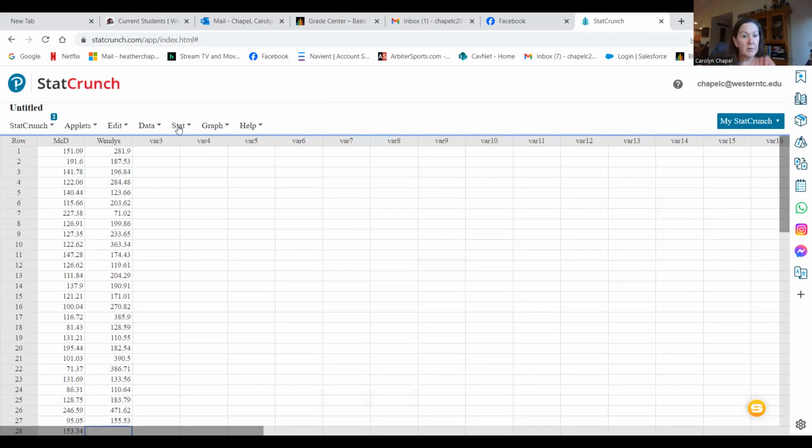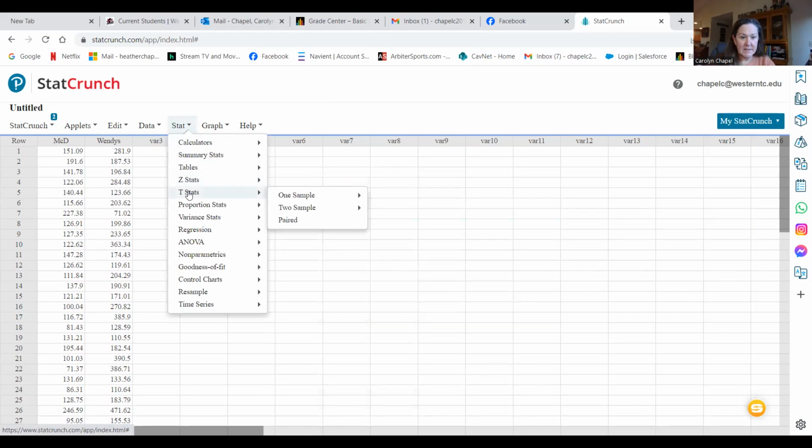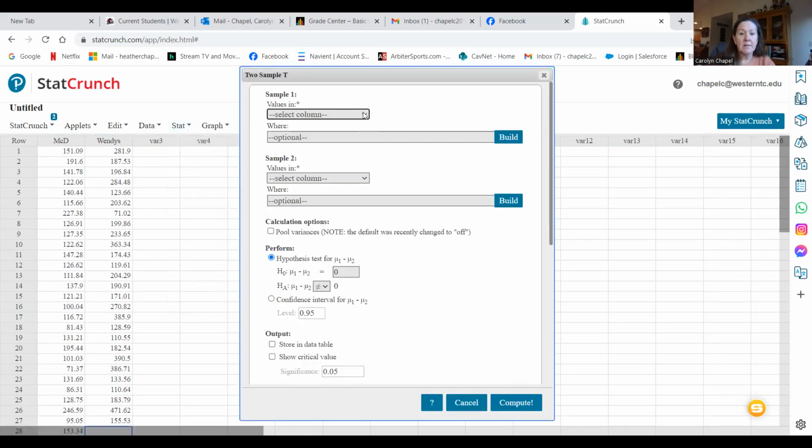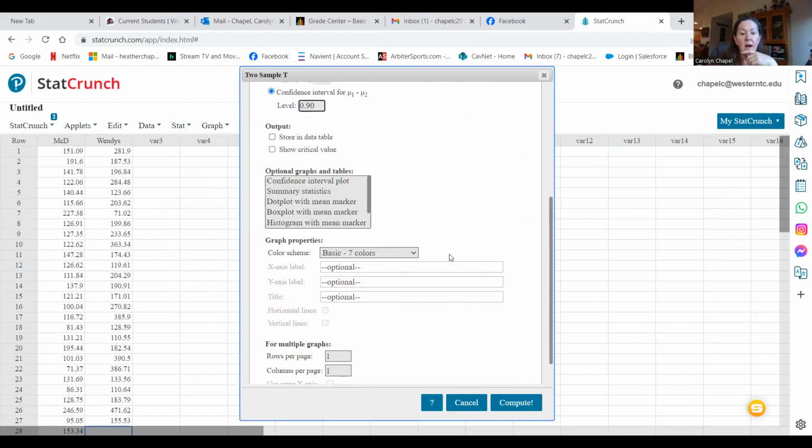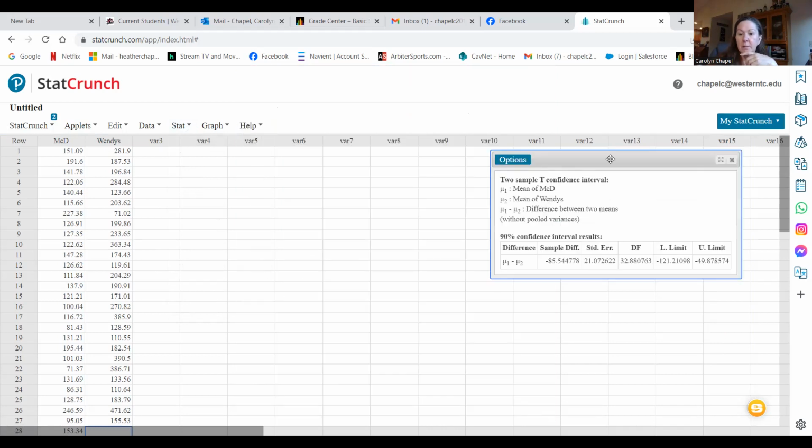All right, so I'm going into Stat, T Stats, Two Sample with Data. Sample 1 is McD. Sample 2 is Wendy's. We are not doing the hypothesis test this time. We are going to do a confidence interval, and I'm doing a 90% confidence interval just because that's a number I stuck. And I could show the statistics. It'll show the same ones as we did before. I'm just going to calculate this and get my lower bound and my upper bound.